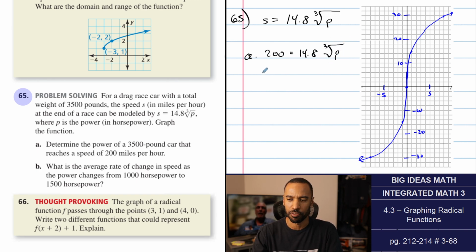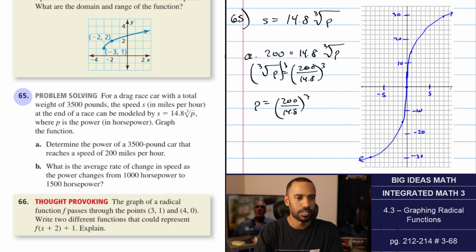Maybe we were supposed to do this for the first one. Cube root of p equals 200 over 14.8. I'm just going to leave it like that. We got to cube both sides, and we're going to get p equals (200 over 14.8) cubed. I'm going to use the calculator. 200 over 14.8 cubed will be 2467.77, so around 2468 horsepower.